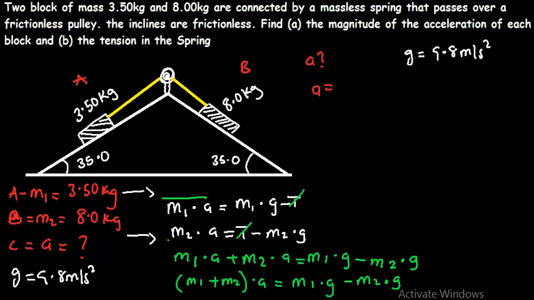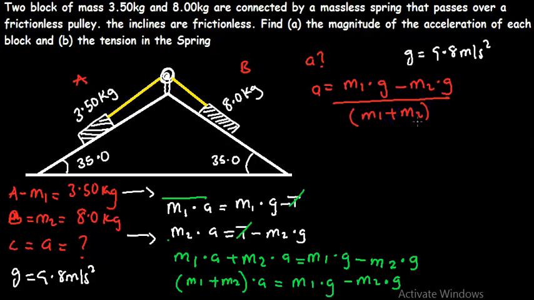So we're going to take our right hand side. We're going to formulate the formula for us to find acceleration. This is what we're going to use here. Acceleration is going to be what? M1 multiplied by gravity, then we're going to subtract that by M2 multiplied by our gravity, all divided by the left hand side, which is just M1 plus M2.